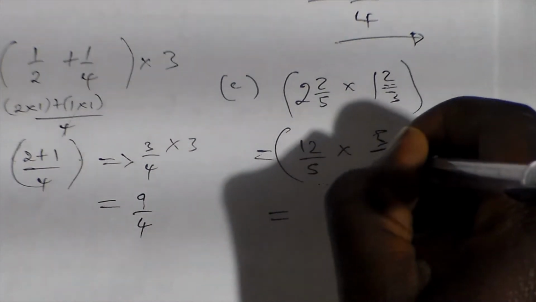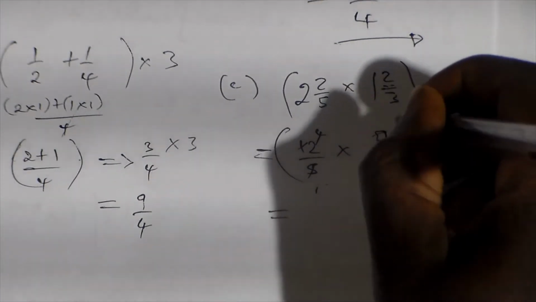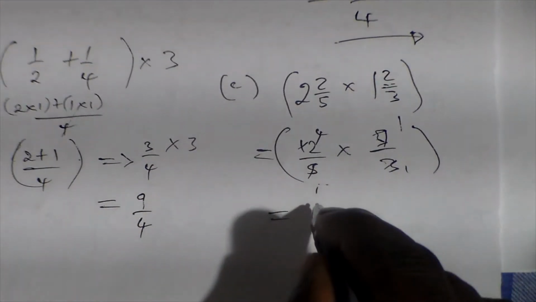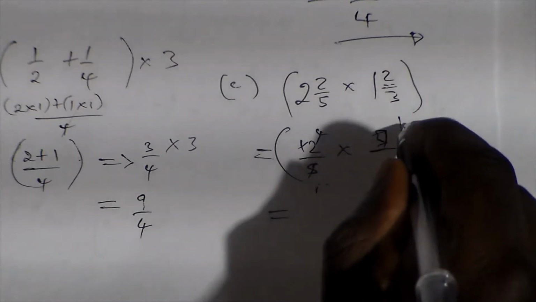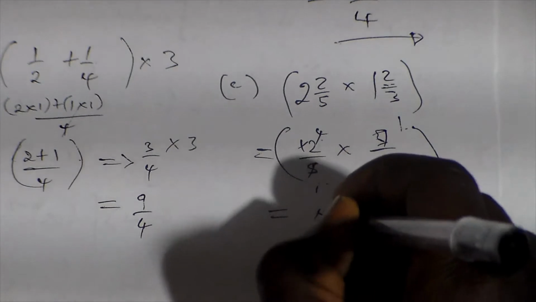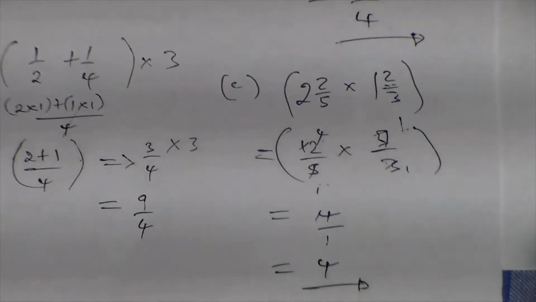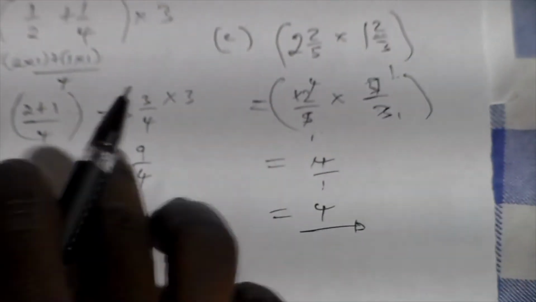Simplifying further, say 3 into 3, 1, into 12, 4, here 1, here also a 1. Then 4 times 1 will be a 4, 1 times 1 will be 1. I'll get a 4 over 1, which is numerically a 4. So that's it for question 1. We'll get a 4 for my part C, then part A 1/4, then part B 9/4.